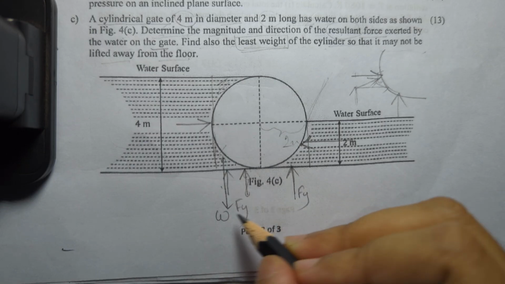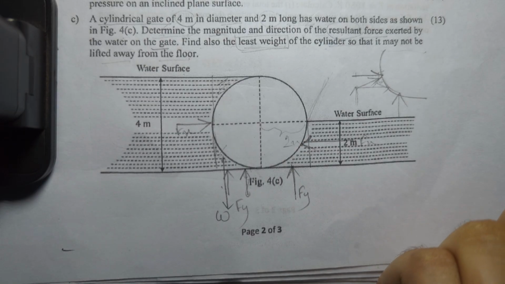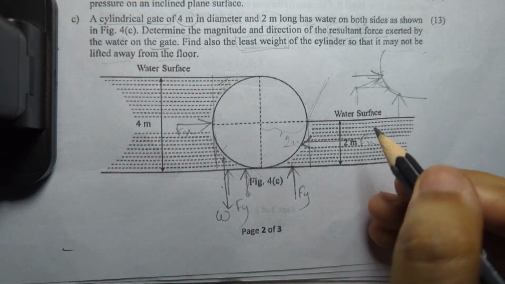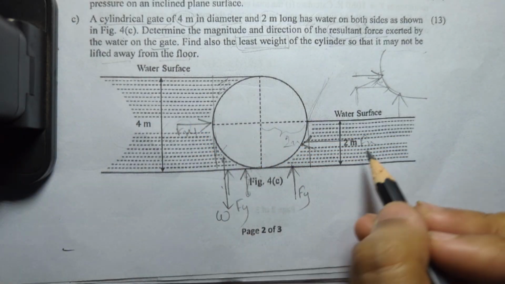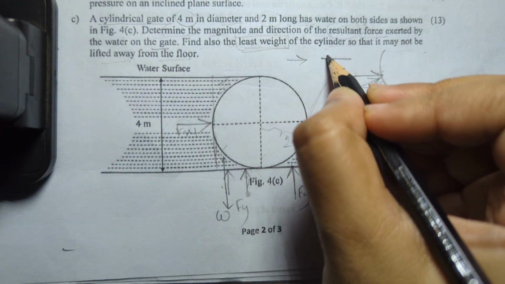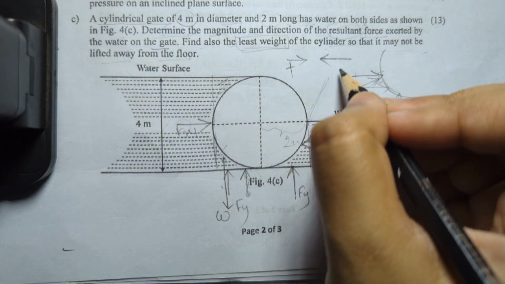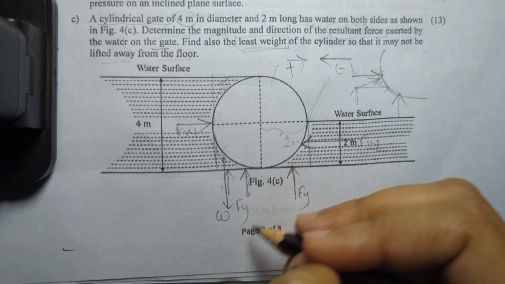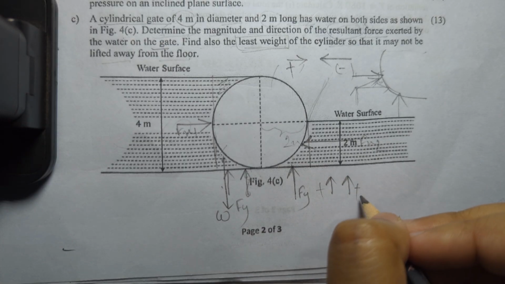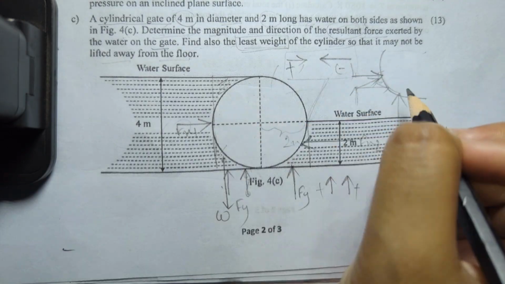Fy are both vertical forces, and Fx are both horizontal forces. As the question asks, we have to find the resultant force. We see that Fx1 is in one direction and Fx2 is in the opposite direction, so we will consider one plus and the other minus. For the vertical forces, they are in the same direction, plus plus, so we will add these two forces and find the magnitude.